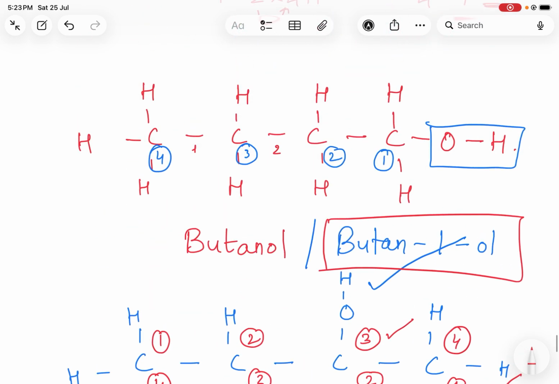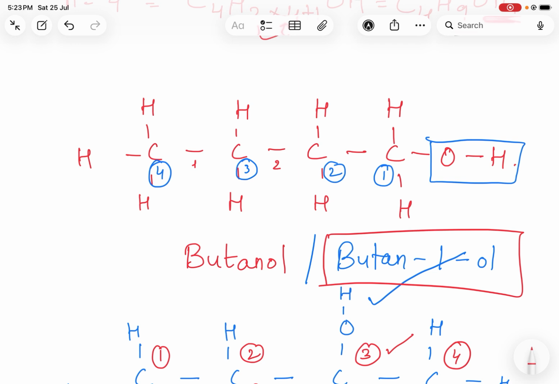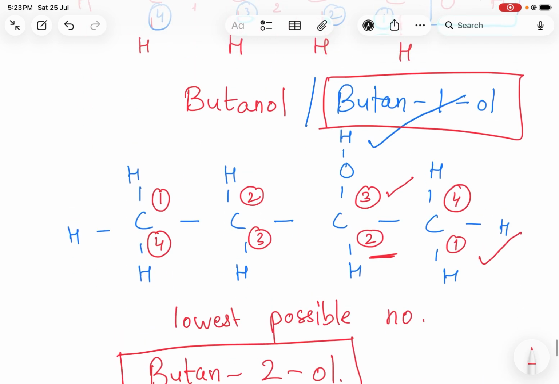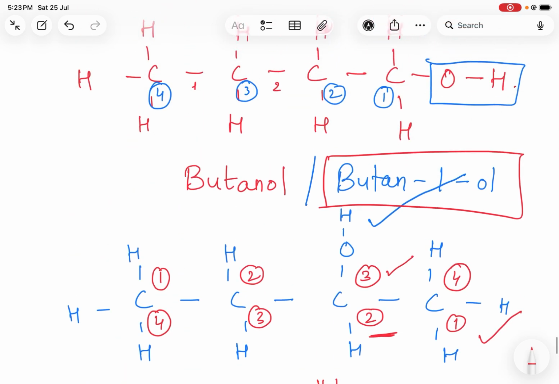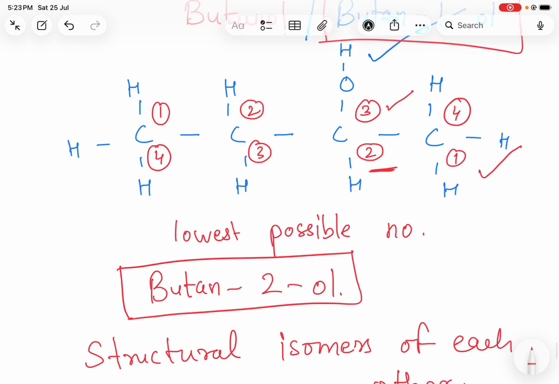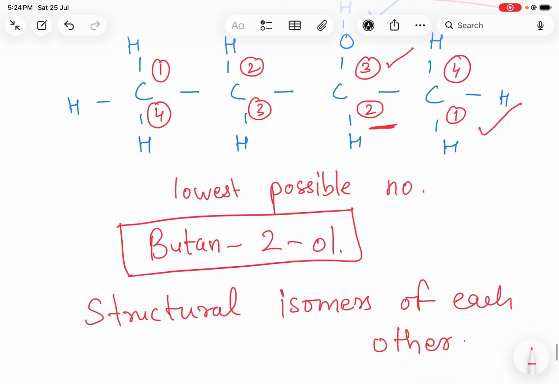You can see in the first, butan-1-ol, the hydroxy group was on the first carbon atom. In butan-2-ol, the hydroxy group is on the second carbon atom. So there are only these two possibilities in butanol: butan-1-ol and butan-2-ol. Just by shifting the position of the OH group from one carbon to another carbon, we can easily get the structural isomers of alcohol.